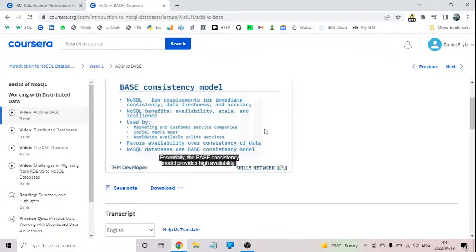Okay. So am I meant to do like a summary of it or something? Okay, I'll read through it and then I'll do a summary.